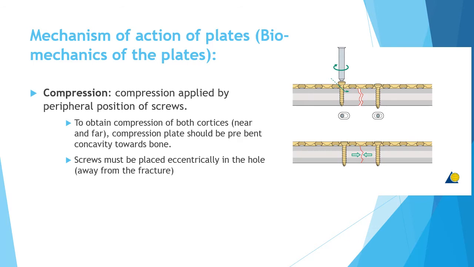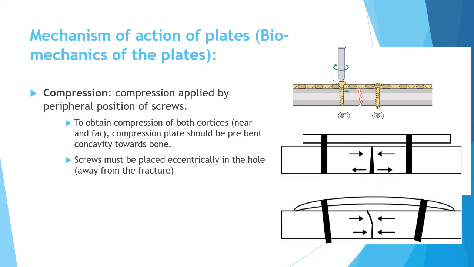So again, the first mode of using the plate is in the compression mode. For you to obtain this, one screw will have to be done on one side in the central part. The other part, on the other side of the fracture, the screw has to be applied eccentrically at the peripheral part of the hole, away from the fracture. This will allow compression over the plate.